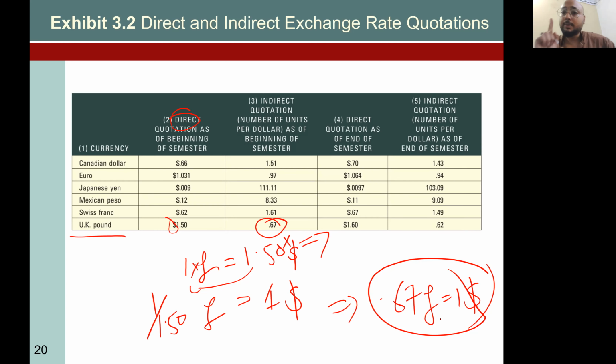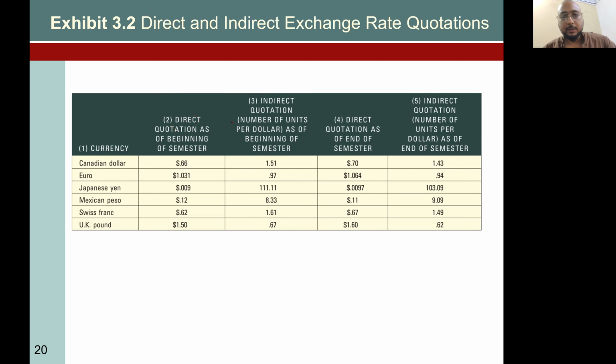So even if you are given one quotation, you can also derive the second indirect quotation. If you are given indirect quotation, you can find out direct quotation. See? So this is the direct quotation as of the beginning of the semester.